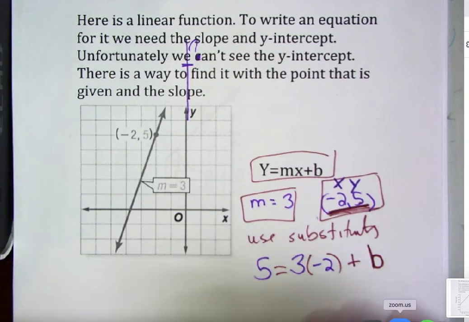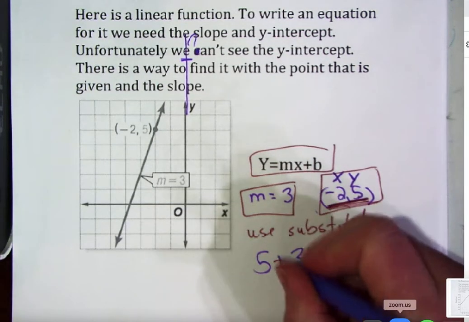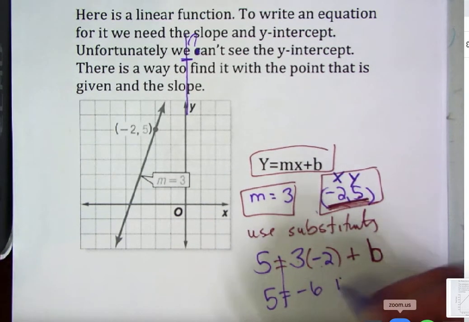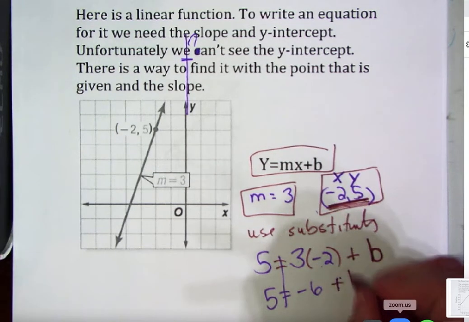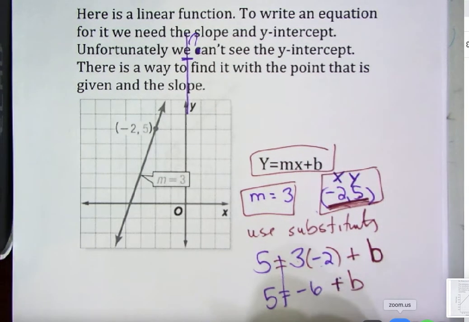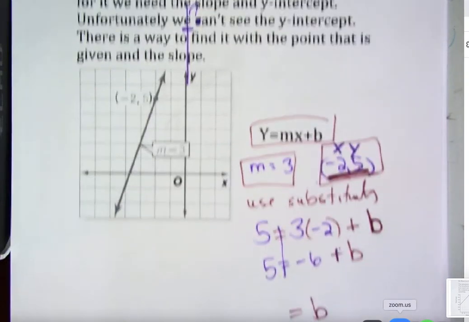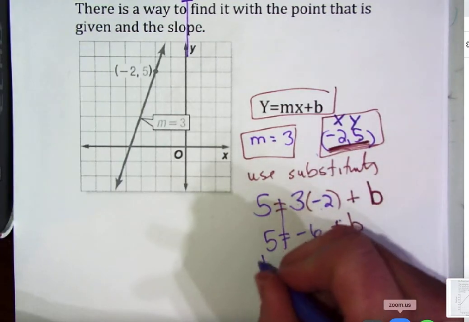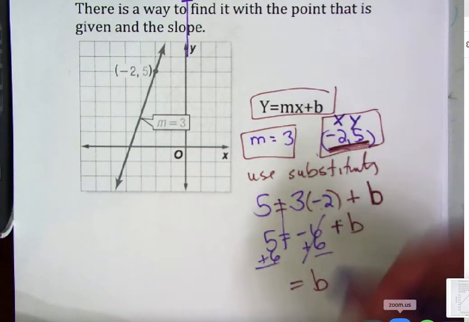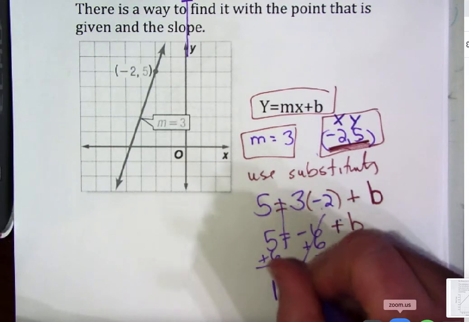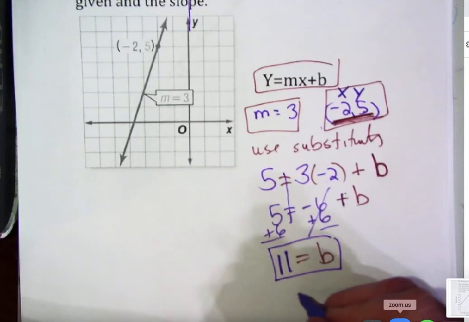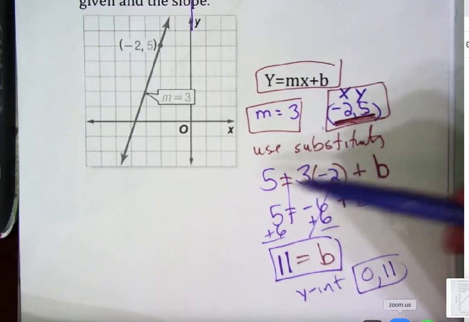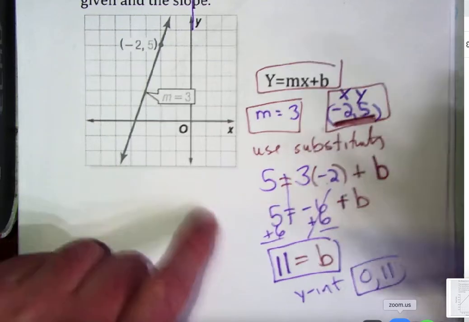I don't get it, Miss Marin. Well, look, all you're missing is b. So in 2 steps, 3 times -2 is -6. And then we can find out what b is by doing something to both sides. We could just add 6 to both sides. That will get b by itself, and now we know that b is 11. The y-intercept is 0, 11, by knowing the x, the y, and the m.